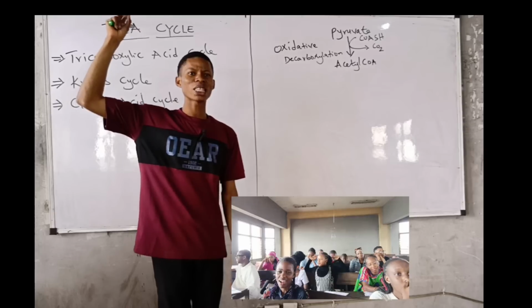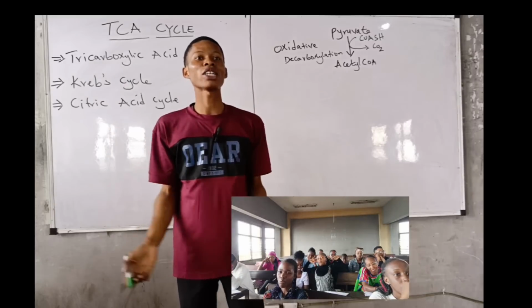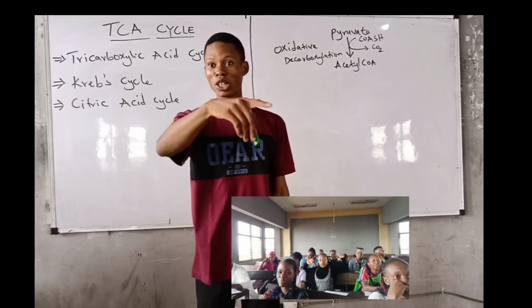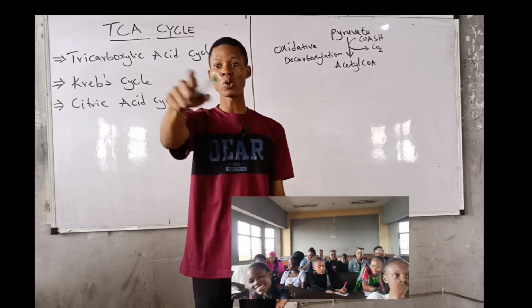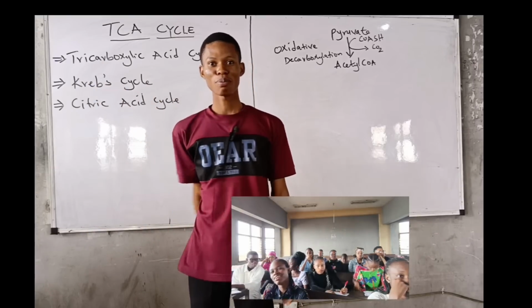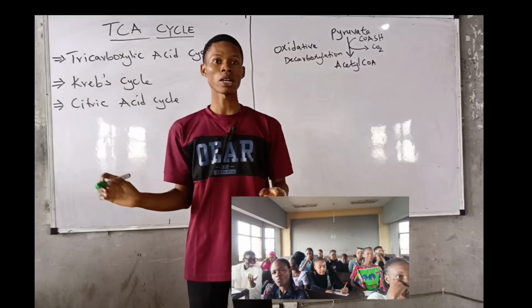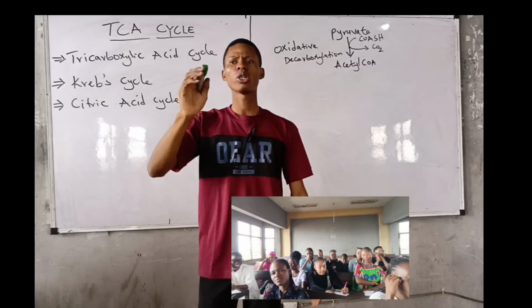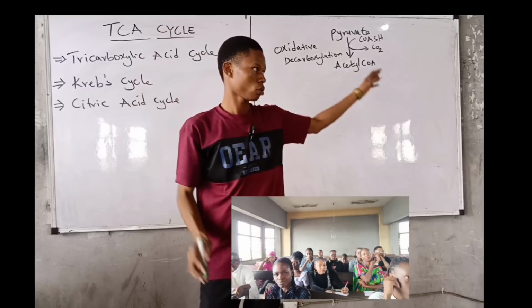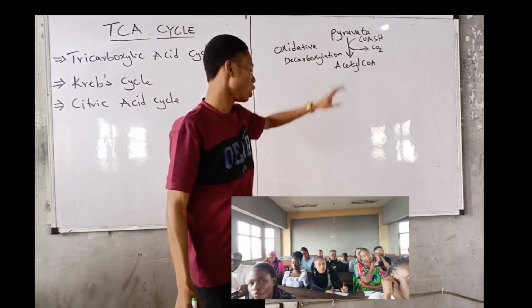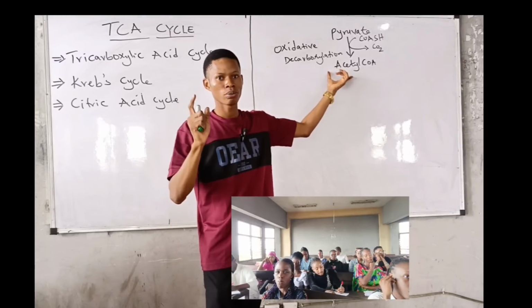This is the acetyl-CoA. So if you are asked, how do you get the acetyl-CoA? You get it from what? Pyruvate, is it not? Though there are many sources of acetyl-CoA, this is just one. But just know that pyruvate undergoes oxidative decarboxylation to form what? Acetyl-CoA.